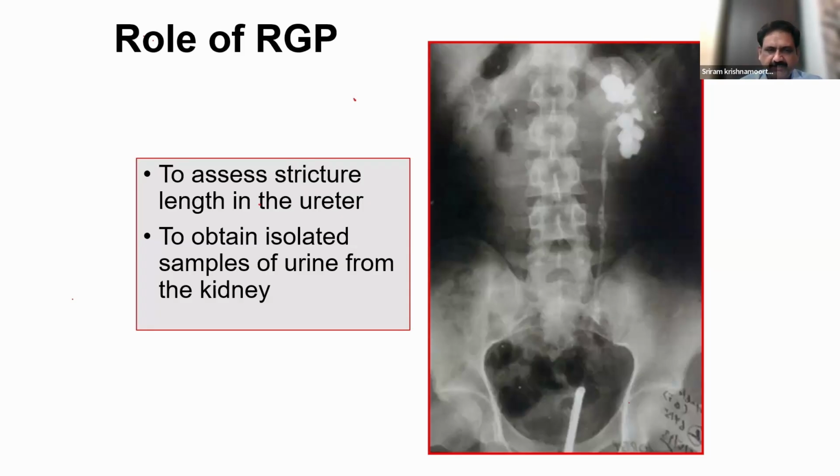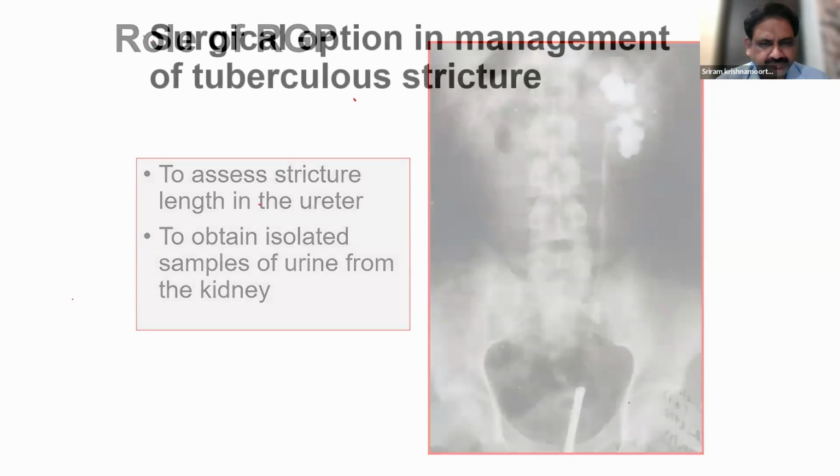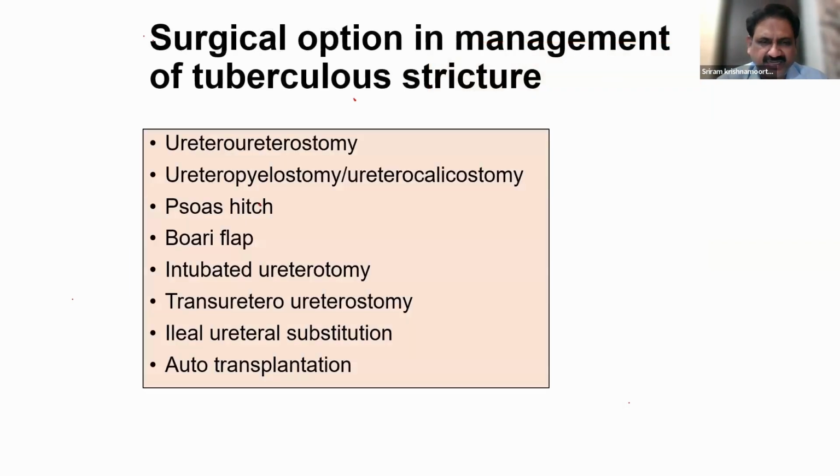Density you'll not be able to make out, but to a certain extent, depending on the degree of stricture, you'll be able to say whether it is grossly strictured or not much stricture. That information you'll get from your RGP. Next slide. And that will also help you to collect samples from the kidney, for urine AFB and for PCR.